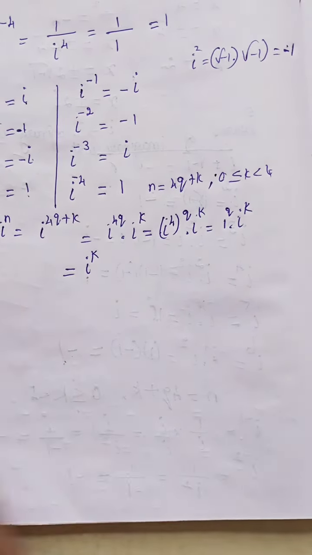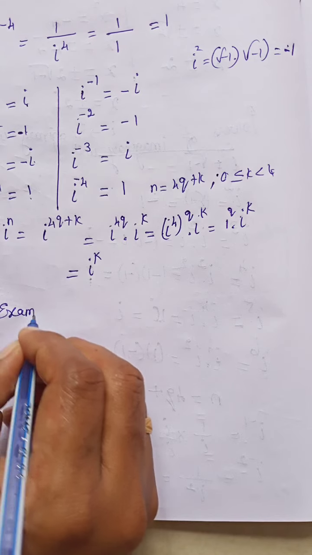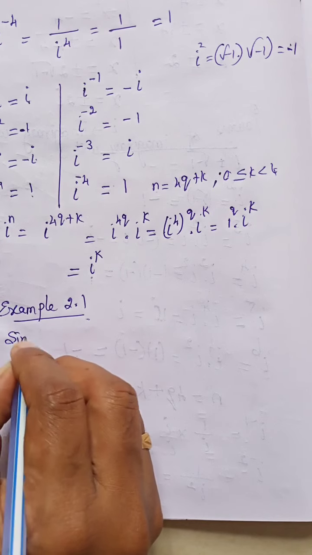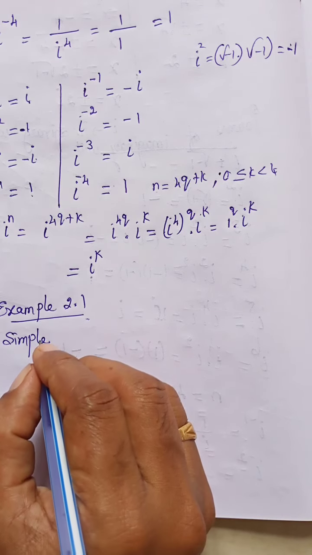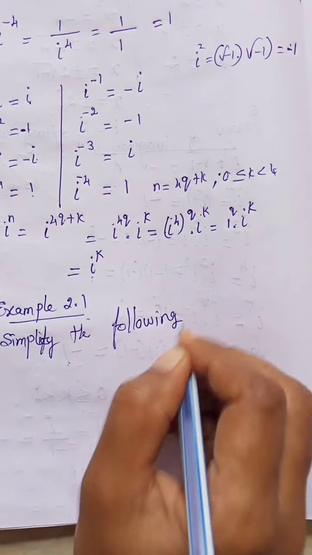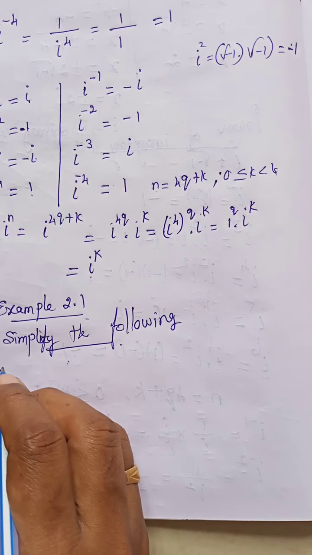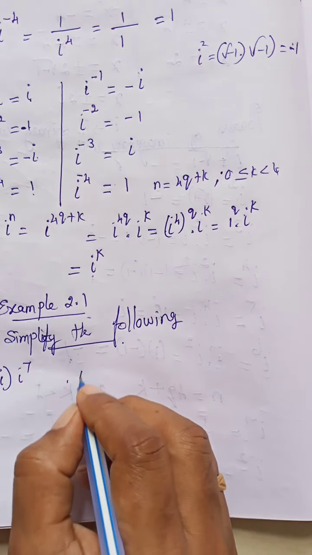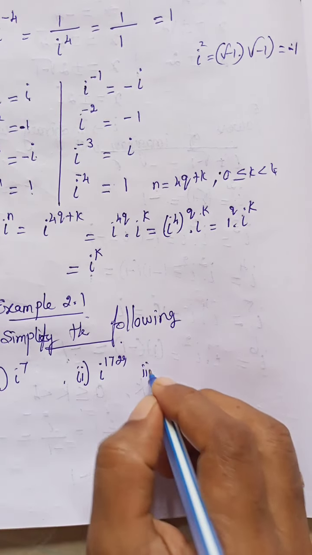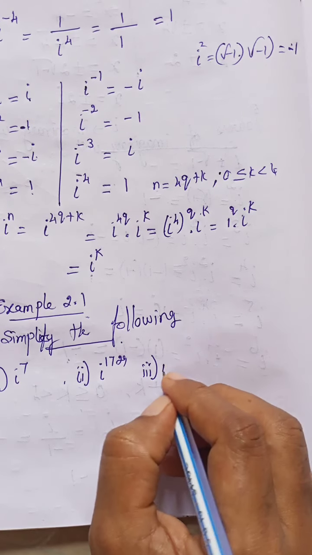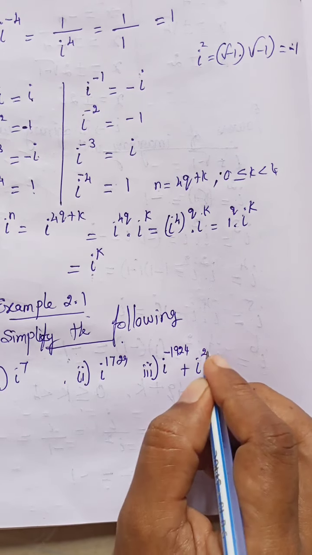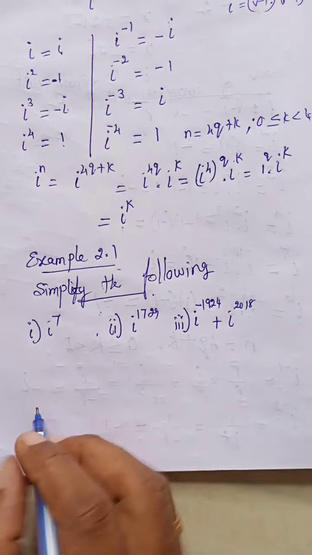Using this only we are going to do the sums. Shall we move to the problems? Example 2.1, simplify the following. Subdivision 1, i^7. Subdivision 2, i^1729. And subdivision 3, i^(-1924) + i^2018. Shall we do it? Two more subdivisions are there.